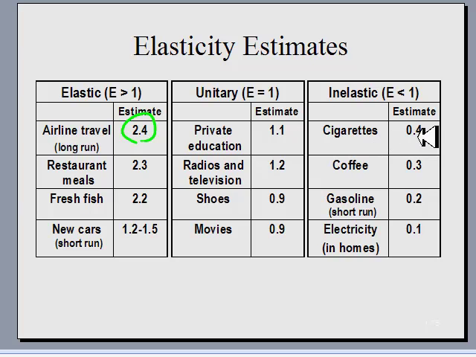Inelastic is your cigarettes. Even if the price increases by 1%, your demand only falls by 0.4%, not by 1%. So manufacturers can get away with price increases when the demand is inelastic. If you're a habituated coffee drinker, even if the price goes up, your demand only falls by 0.3. A 1% increase in price will only reduce the demand by 0.3 of a percent. Gasoline, we need it, a necessity. Even if the price goes up, you won't stop driving, and your demand only falls by 0.2. And electricity. These are basic necessities or anything you're habituated to, and that's what elasticity measures basically.